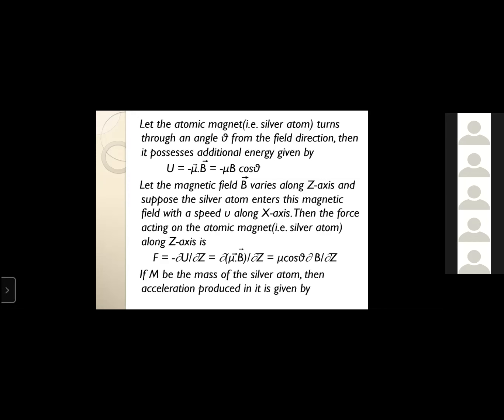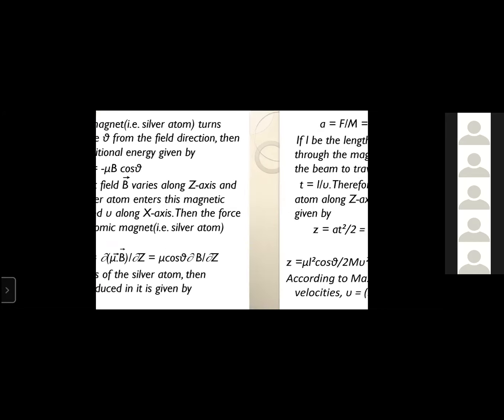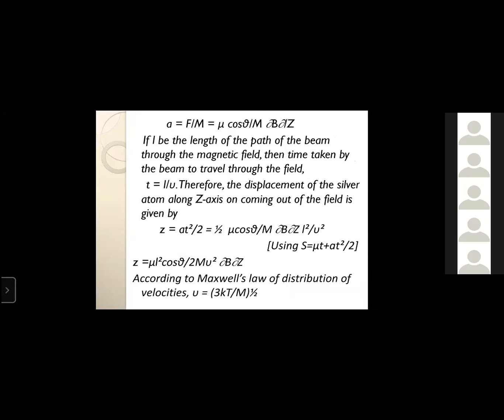And suppose the silver atom enters this magnetic field with a speed v along the x-axis. Then the force acting on the atomic magnet along the z-axis is F equals minus del U upon del z, which equals del of (mu dot B) upon del z, which is then equal to mu cos theta del B upon del z. If m be the mass of the silver atom, then the acceleration produced in it is given by a equals F upon m, which equals mu cos theta upon m, del B upon del z.